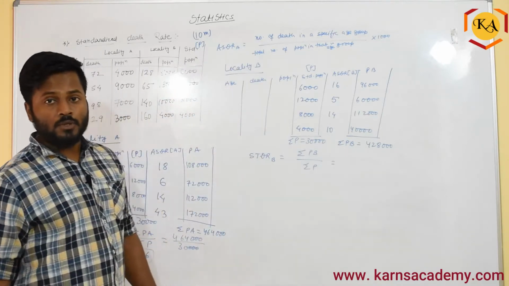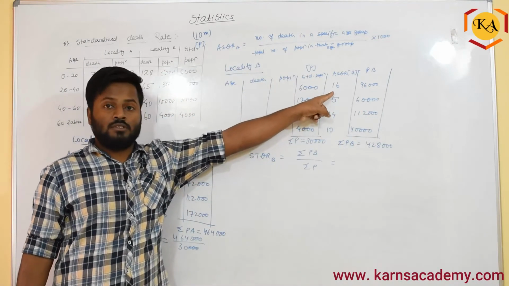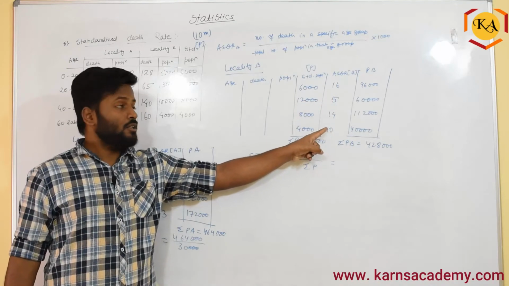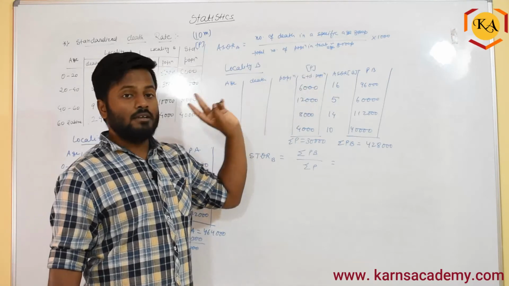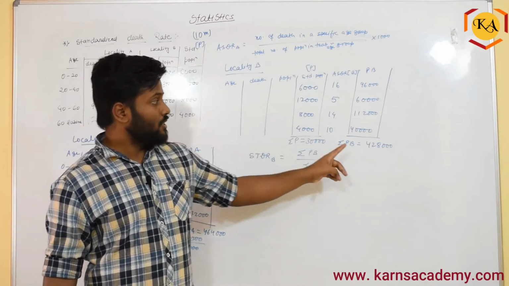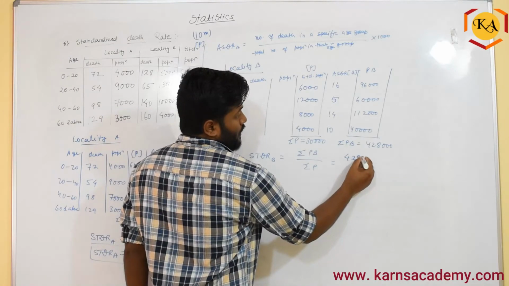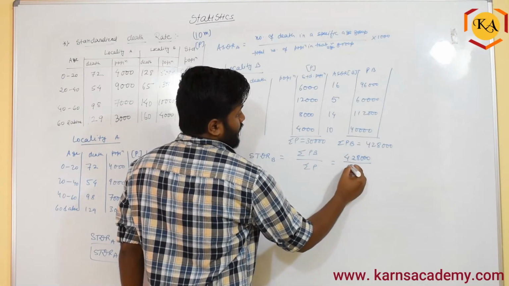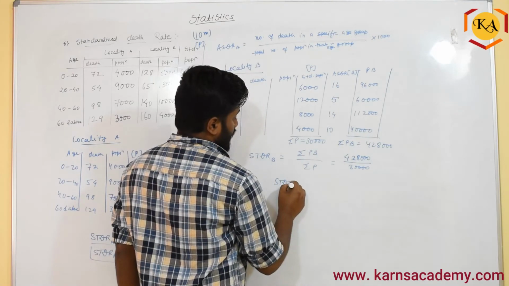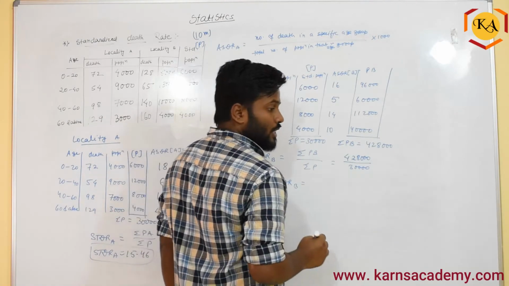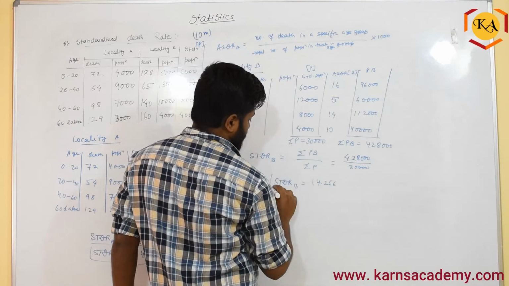I hope you are able to understand what I'm doing. Death divided by population into 1000, ASDR, sorry. Once we get the ASDR, we assume that as B, and we multiply it with P, that is the standard population, and we get the total. Now if you divide this, 428,000 divided by 30,000, STDRB you are going to get as 14.266.